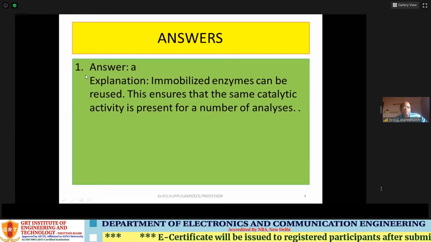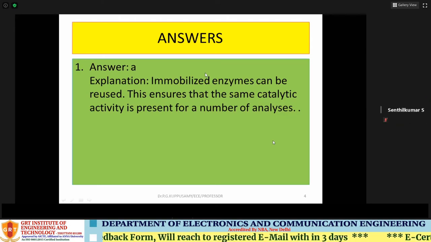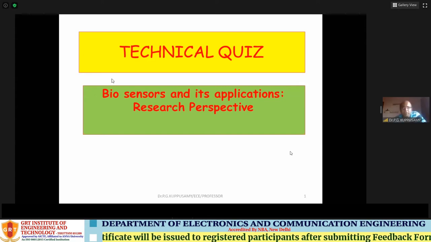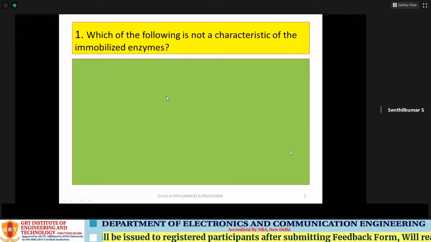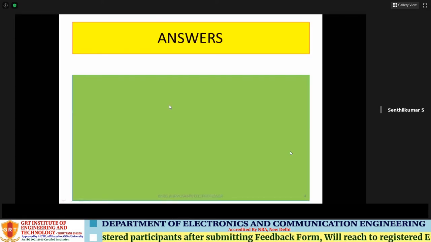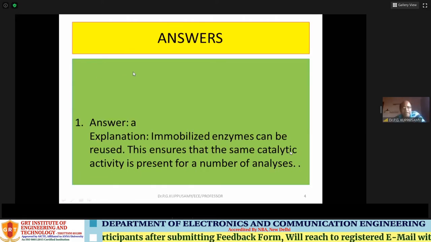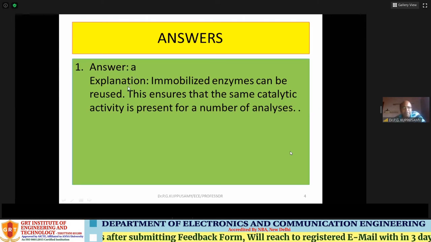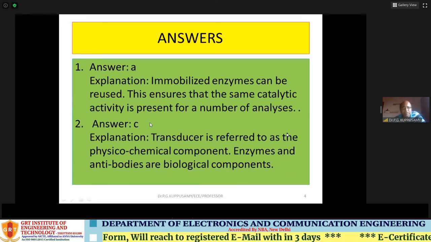Now I am going to provide the answers for the first two questions. The answer for the first question is A: immobilized enzymes can be reused. The answer for the second question is C: the transducer is referred to as the physicochemical component.